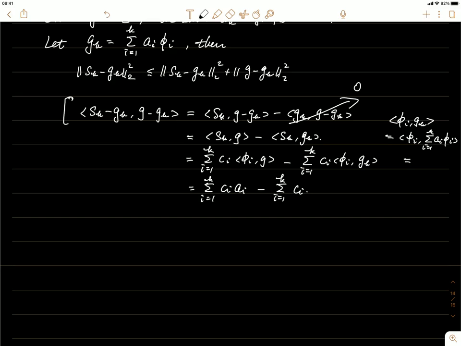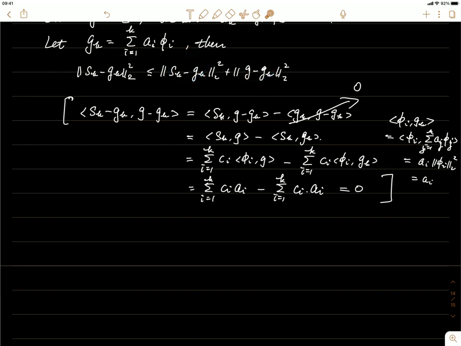That would be just a_j phi_j, j from 1 to k. And there was only one term left, which is the a_i times the phi_i norm squared, which is just a_i itself. So this is also equal to a_i. And these two will be canceled, and we will have this equal to 0. So that means these two are actually orthogonal to each other.